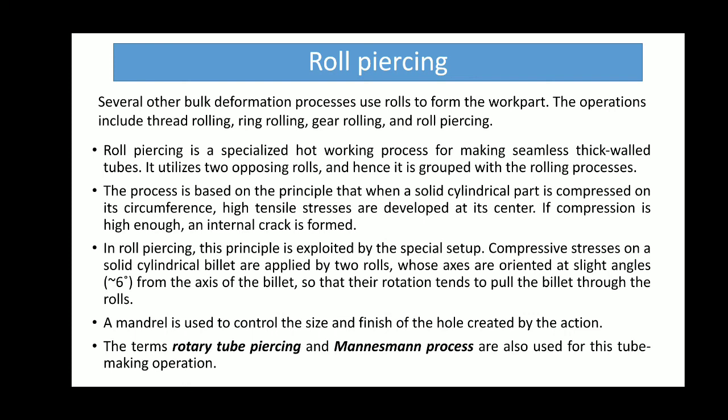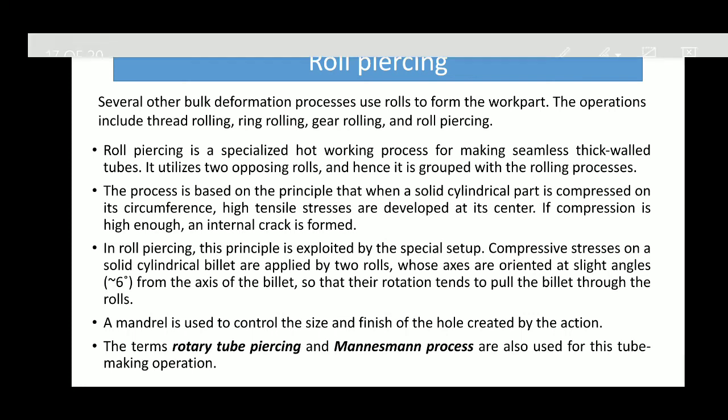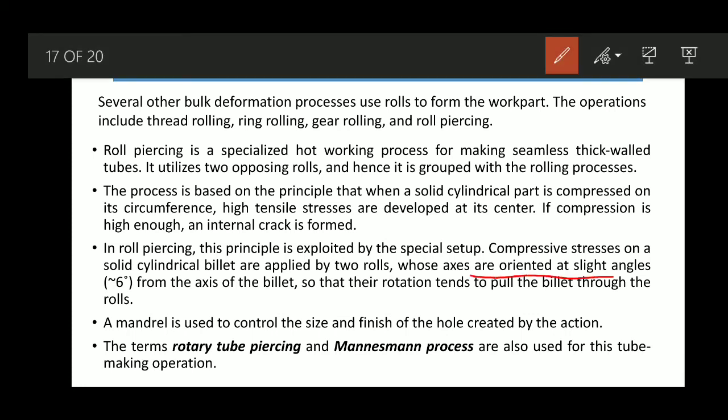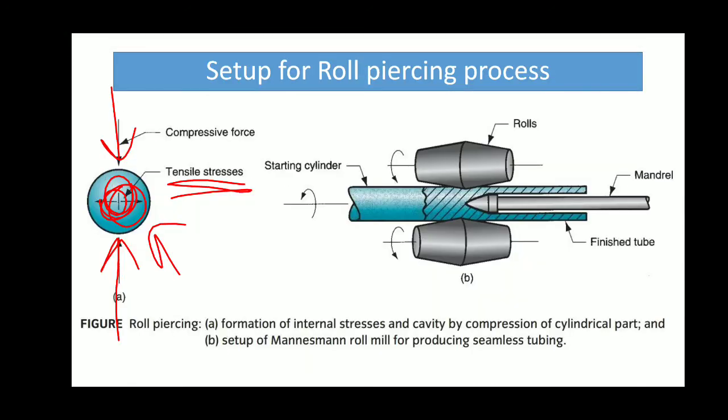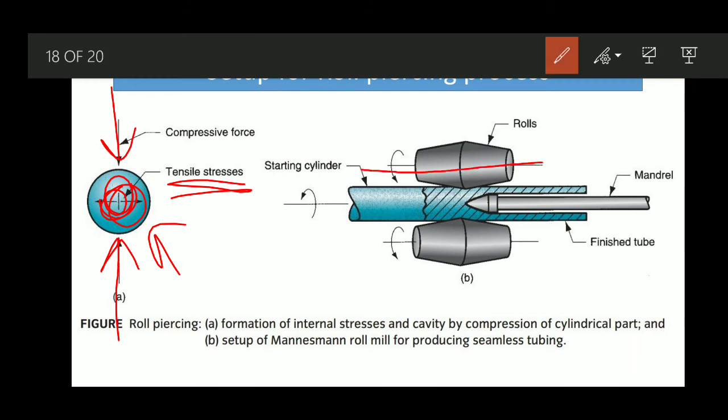Now in this roll piercing process, the compressive stresses on the solid cylindrical billet are applied by two rolls whose axes are oriented, and this is important, at a slight angle, generally in the order of 5 to 6 degrees from the axis of the billet, so that their rotation tends to pull the billet through the rolls. That is what is important. So you can see here this particular angle. If you look at the axes of these two rolls properly, you can see that they are not parallel, but both of them are oriented in a slightly different way.